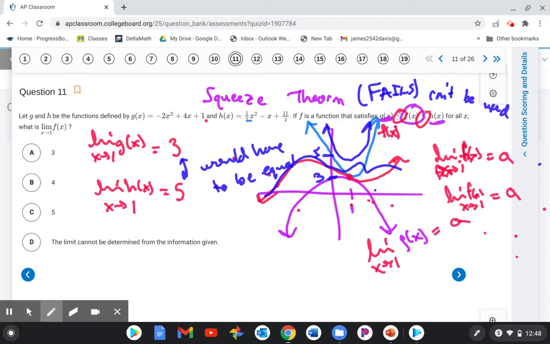We don't know if it's at 3.1. We don't know if it's at 4. We don't know if it's at 4.99. We have no idea where. We just know it's somewhere in there, but we can't say for sure where. So our answer is actually D. The limit cannot be confirmed based on the information given.